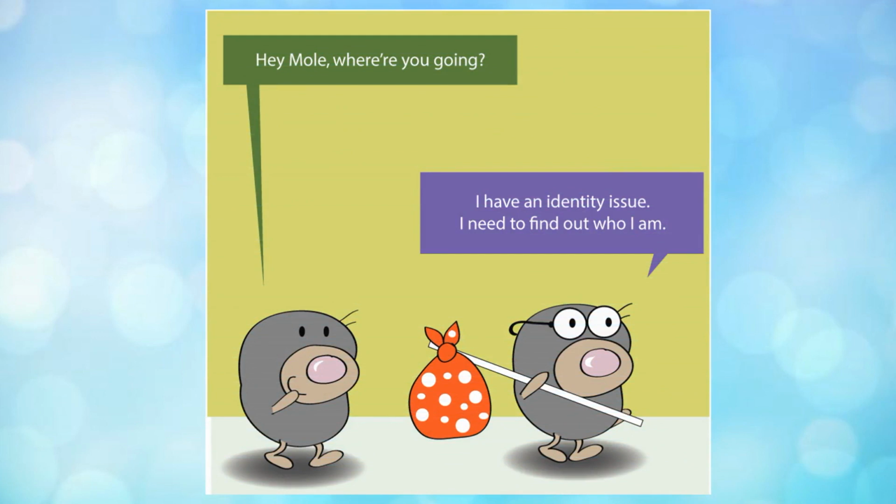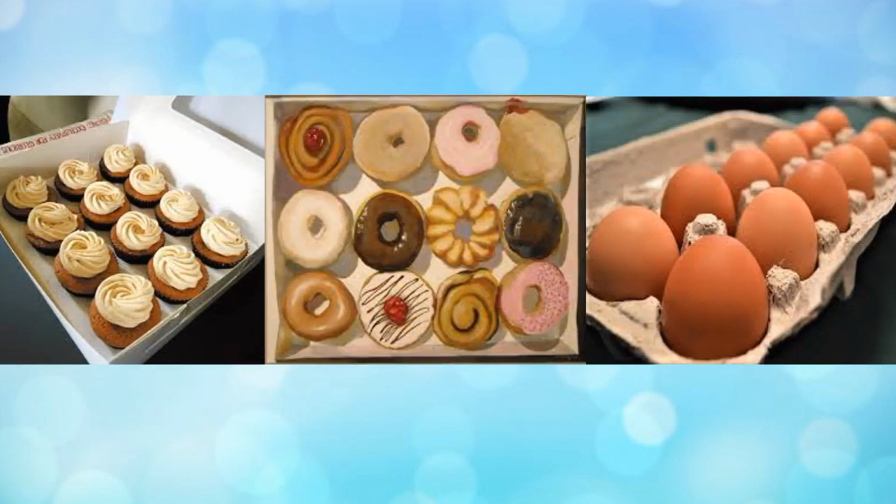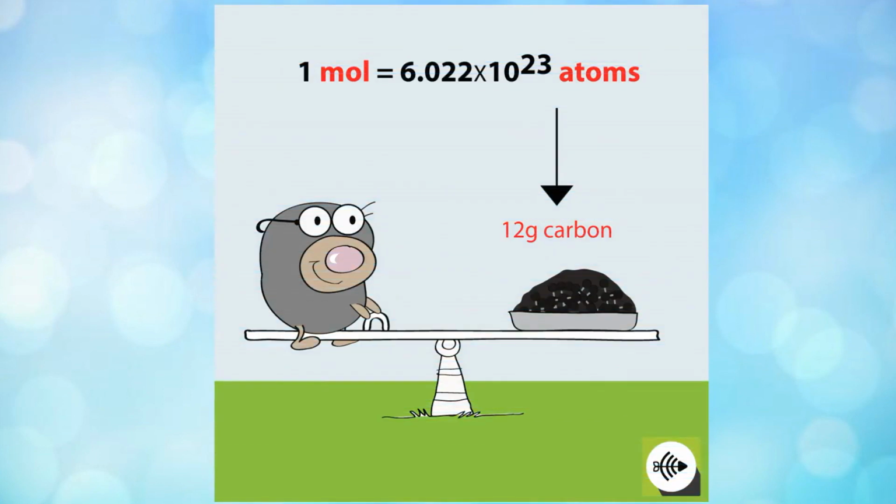Mole can be defined as the number of atoms in 12 grams of carbon-12. Just like a dozen of anything is equal to 12 of anything, a mole is equal to 6.02 times 10 power of 23 of anything.